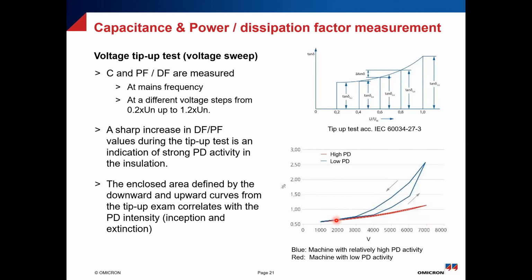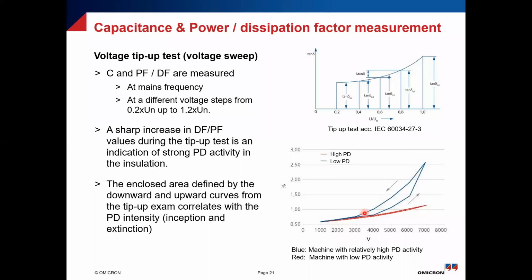Another thing is, when we are going up in voltage, the increase shouldn't be too high. If with increase in voltage your tan delta is increasing a lot, that is an indication that there is PD inside your insulation. Because PD is triggered by high voltage, there will be some inception voltage for PD, and beyond that inception voltage, the PD will start to happen.